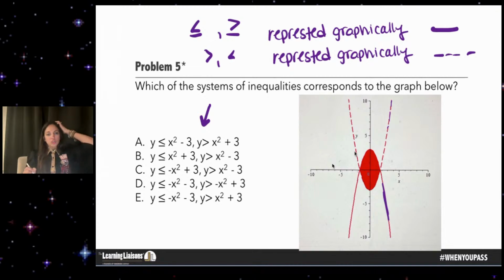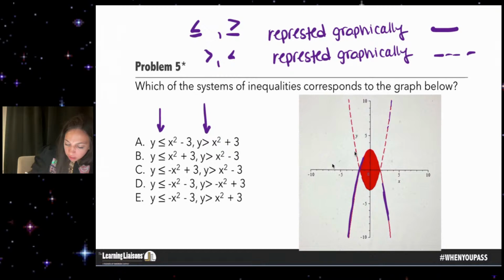Now, all of these answer choices have greater than or equal to or less than or equal to. All of my answer choices also have the symbol pointing in the same way. So all of my first equations are less than or equal to the function, and all of my second equations are greater than the function. So at this point, I just need to figure out which function is which. So I see that I have a solid line parabola that's tracking here. And this is going to be x squared plus 3.